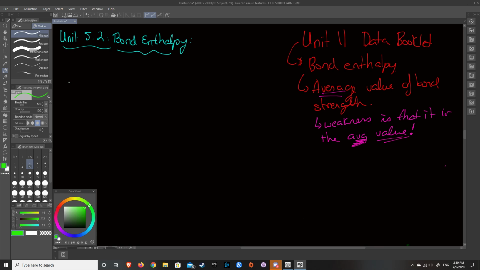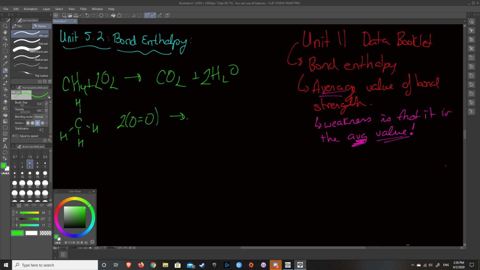So how this calculation is done is CH4 plus O2 reacts to form CO2 and H2O. Let's make sure this is balanced. We need to double this, and now we're balanced. Good. So let's draw this out. C, H, H, H, H, plus 2 O2, so 2 times oxygen, oxygen, reacts to form CO2 plus 2 H2O. So let's see what this is. We've got 4 carbon-hydrogen single bonds.